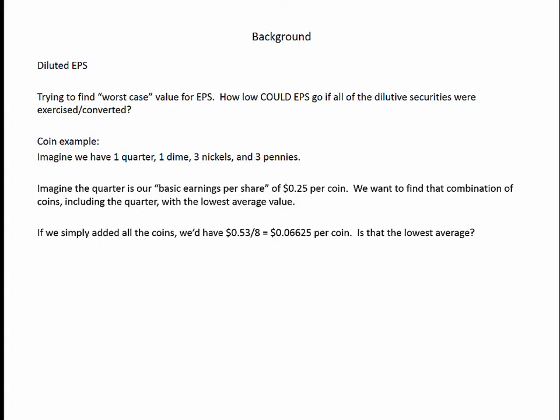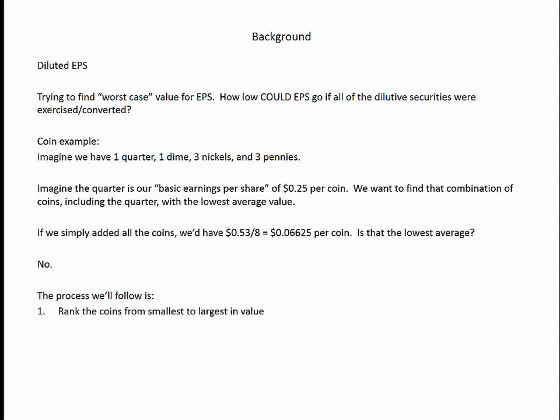Now, looking at those individually, we say, well, if you add the dime, that'll bring the average down. If you add the nickels, that'll bring the average down. And if you add the pennies, that'll bring the average down. But will adding all of them give us the lowest average value per coin? The answer is no. The process we're going to follow is a relatively simple 3-step process.